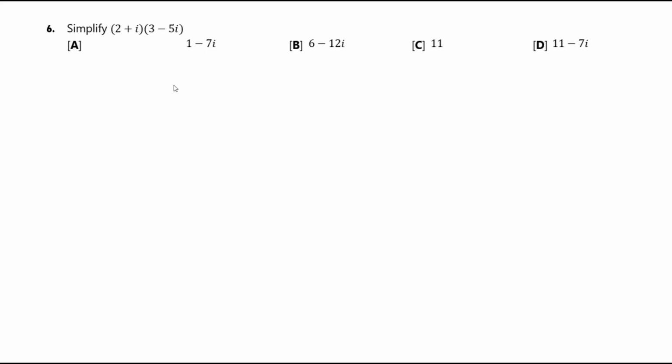For number 6, now you're going to do a FOIL. So you're going to do first, outer, inner, last. So we do the first terms, which is 2 times 3. We do the middle terms, or the outside terms, which is 2 times negative 5i. We do the inside terms, 3 times i. And we do the last terms, i times negative 5i.